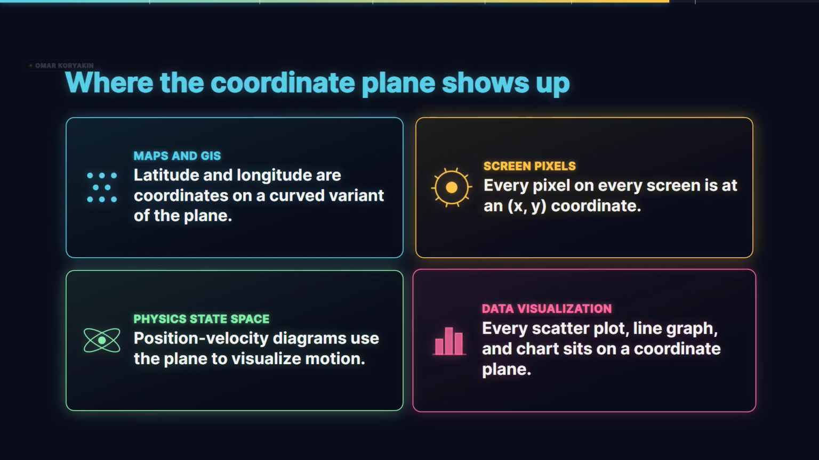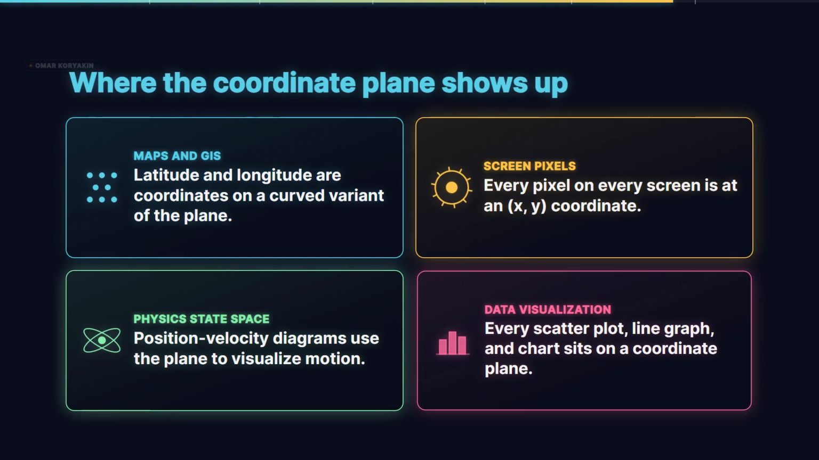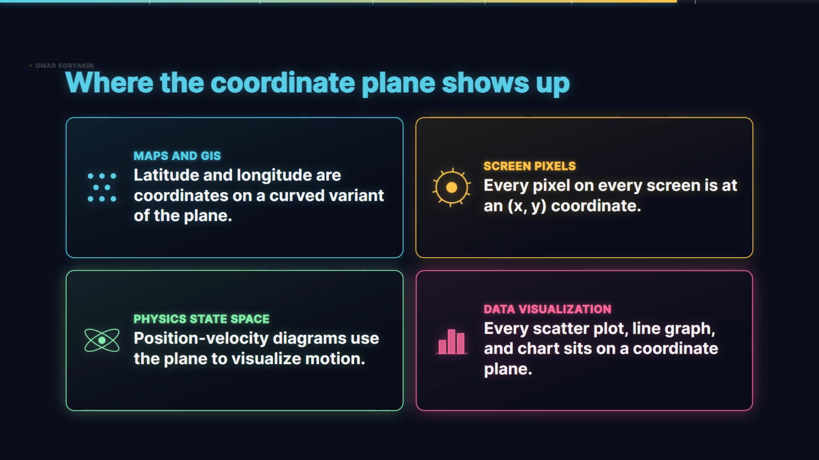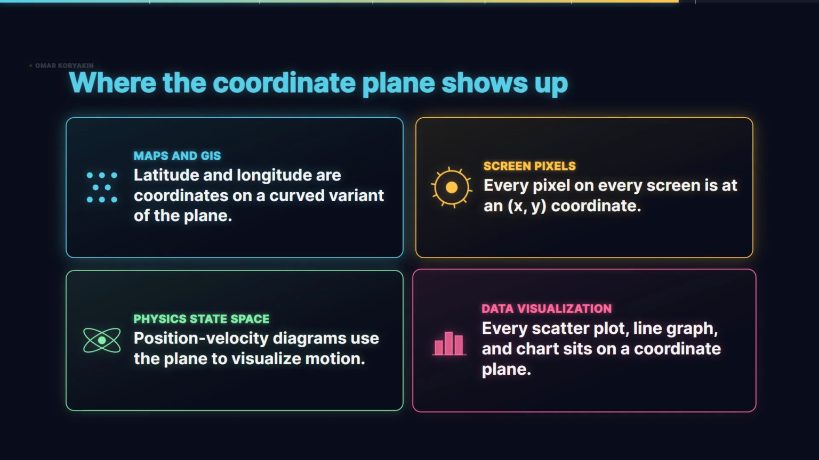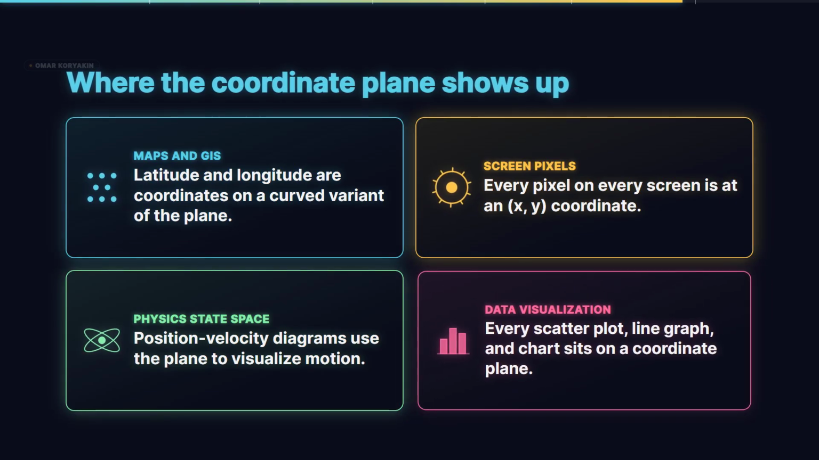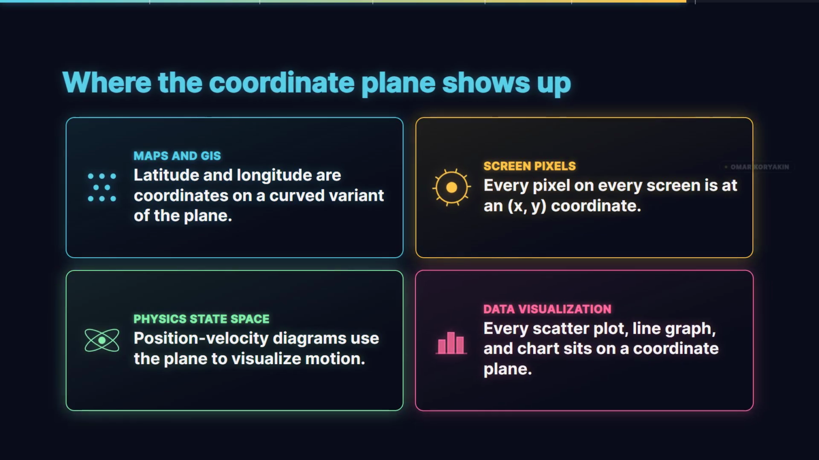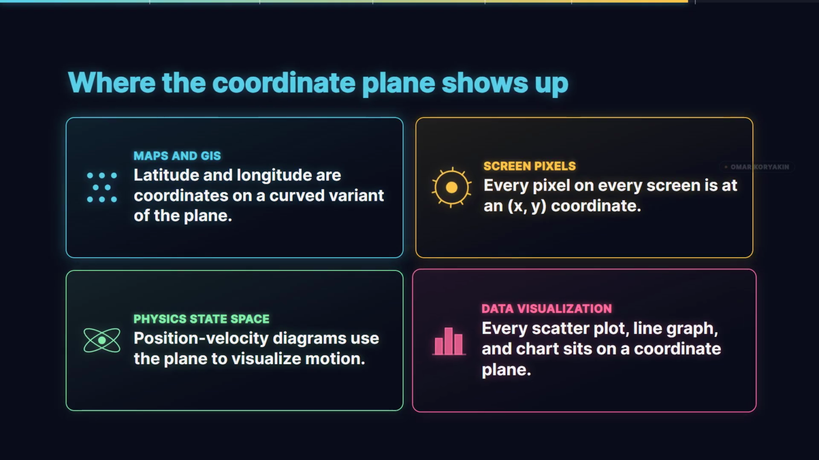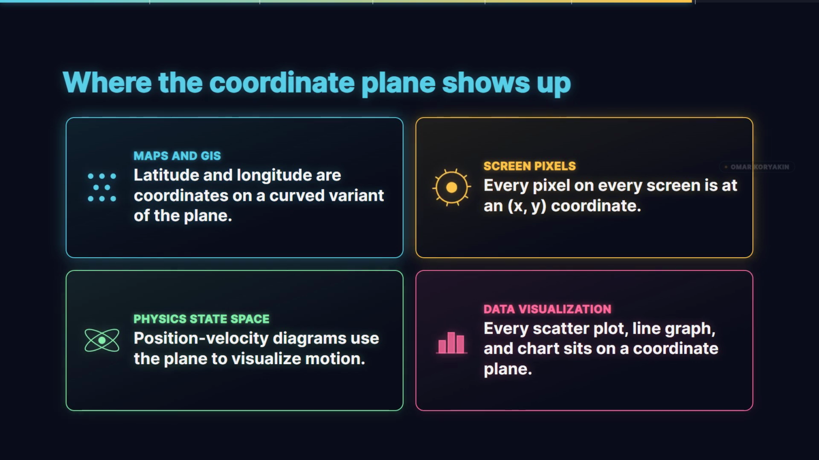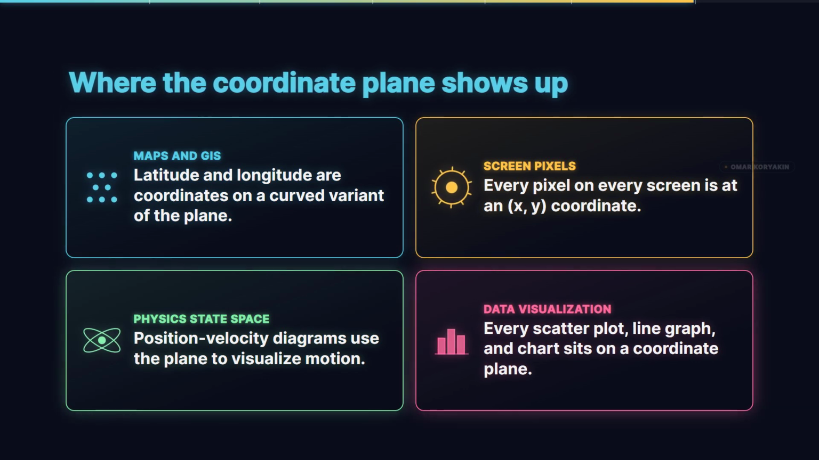In data analysis and statistics, every scatter plot, line graph, bar chart, and time series visualization is a representation of data on a coordinate plane. The horizontal axis carries one variable, the vertical axis another, and individual data points or lines show the relationship between them. Spreadsheets, business dashboards, and scientific publications all rely on coordinate plane visualizations to communicate data effectively. The plotting skill you build today is in continuous professional use across the entire information economy.